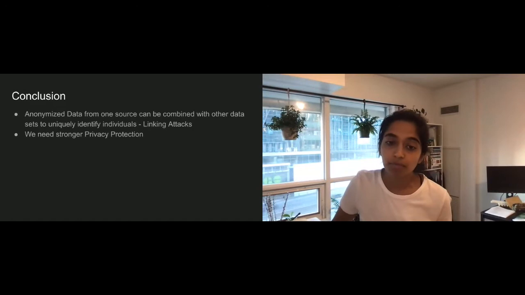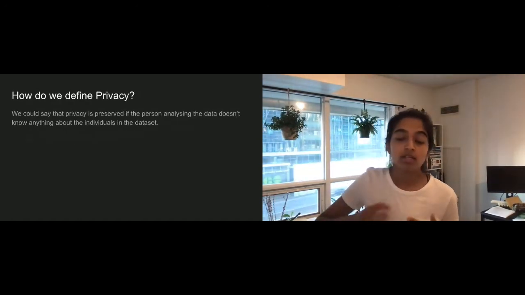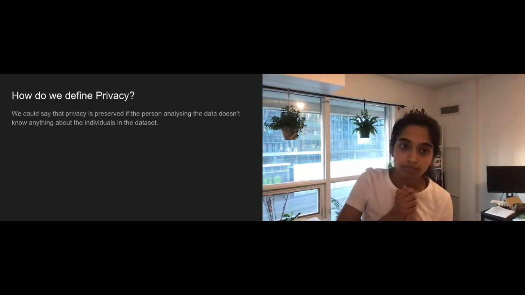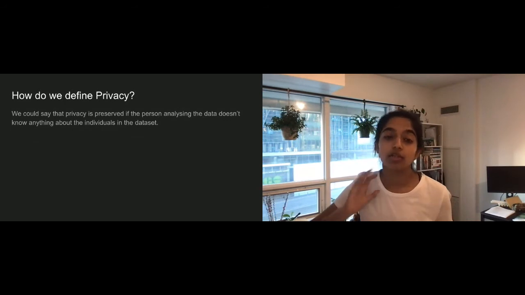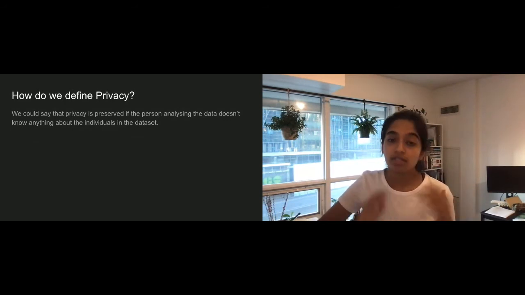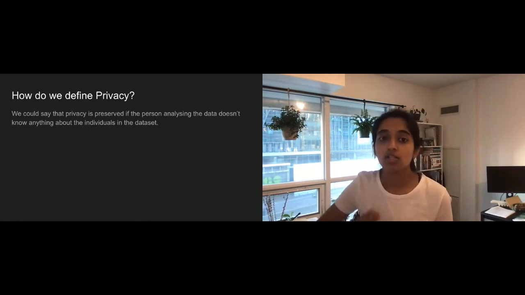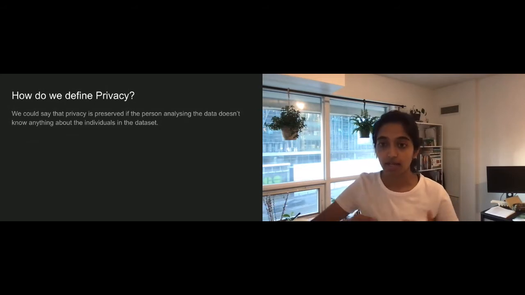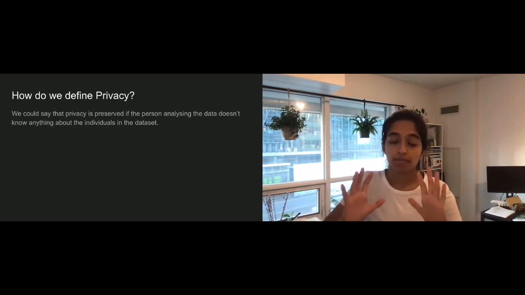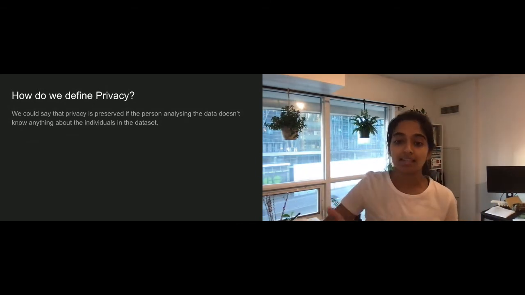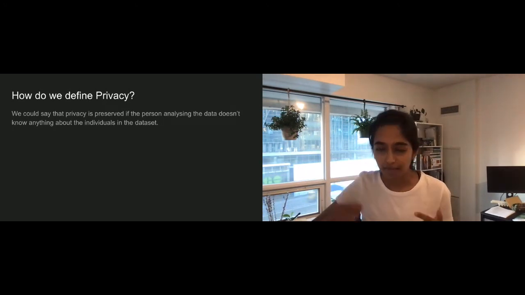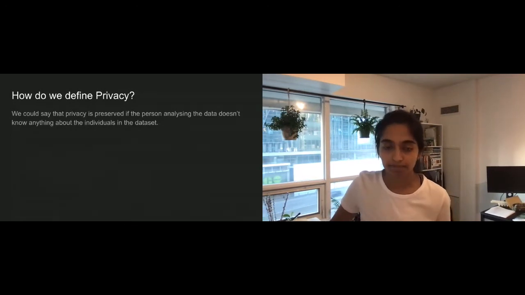To tackle this problem, people started talking about privacy. They wanted to define what privacy is, and this was the initial definition. We could say that a person's privacy is preserved if the person analyzing the data does not know anything about the individuals in the data set. For example, if I'm looking at a data set and all of you in the audience have your data represented in the database, I will not be able to learn anything about you. But this definition wasn't strong enough and it was really vague.